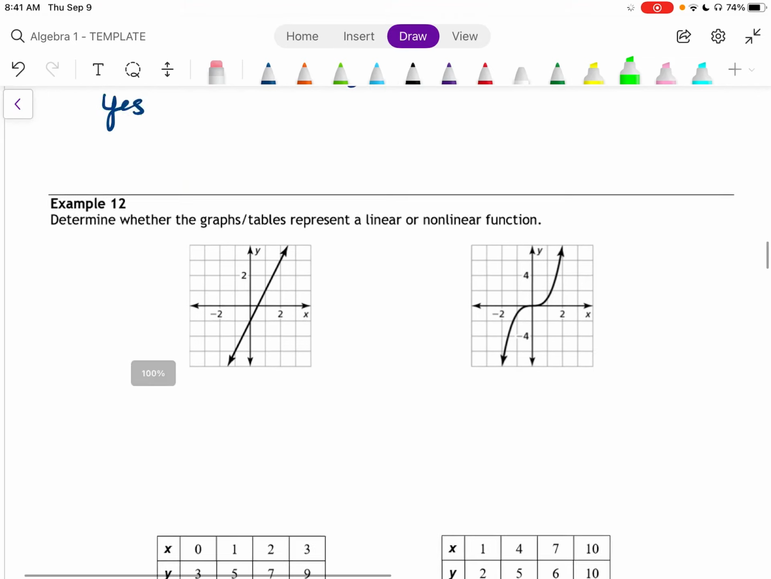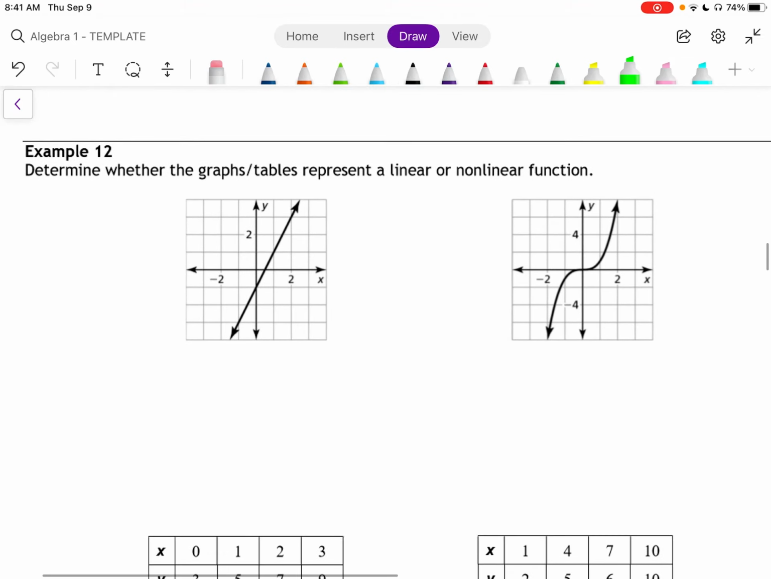Example 12, determine whether they are linear or nonlinear. Well, this one on the left here, that one is linear. It makes a line, right? You can't get much more simple than that. There's a line on the graph, it's linear. The second one, this is not a line, so this is going to say non-linear.